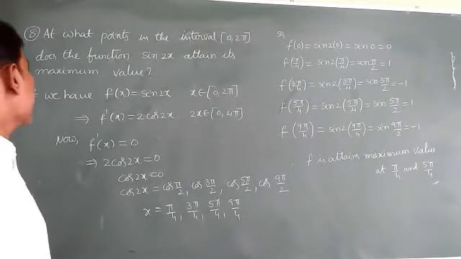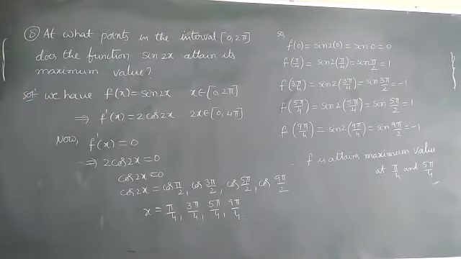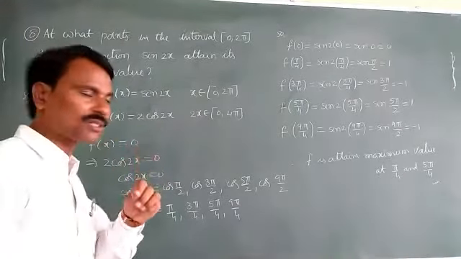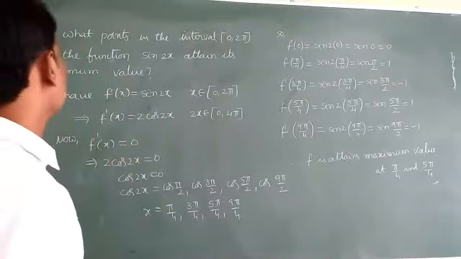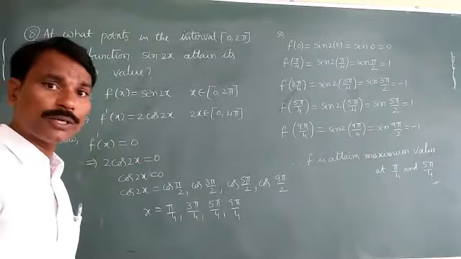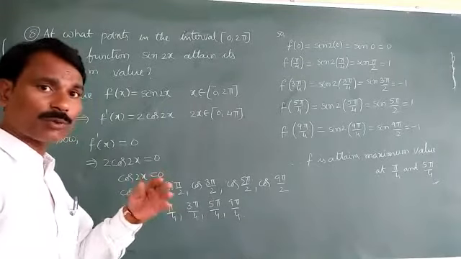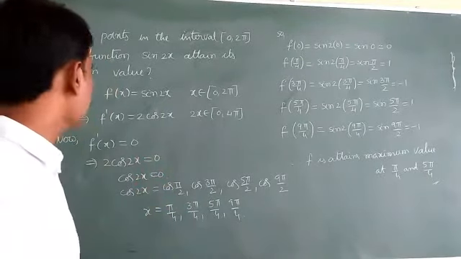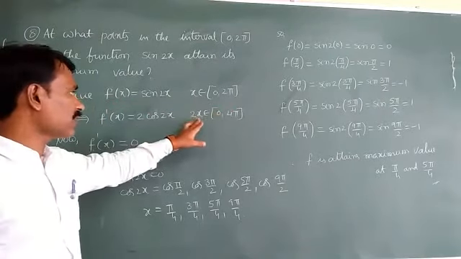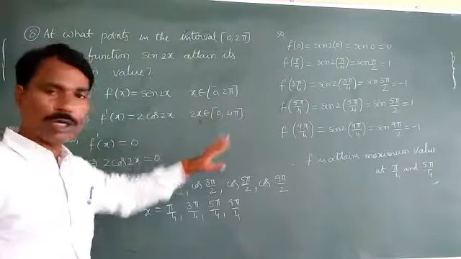Eighth problem, students. At what points in the interval [0, 2 pi], meaning a complete revolution, 0 to 2 pi, x belongs to that, does the function sine 2x attain its maximum value? He is asking only about the maximum value. We have f of x equal to sine 2x. If x belongs to [0, 2 pi], then definitely 2x belongs to [0, 4 pi].